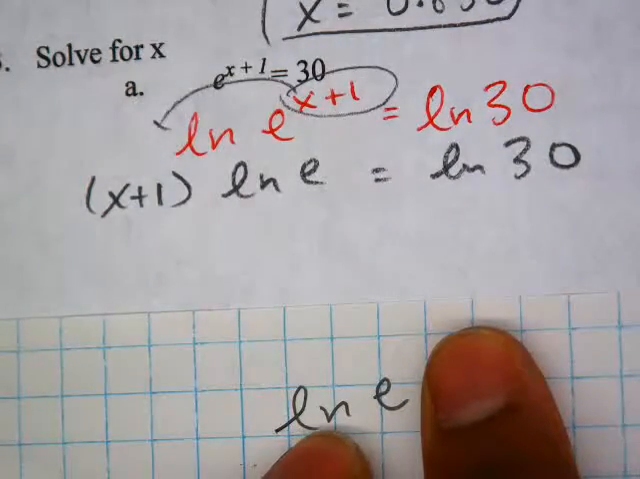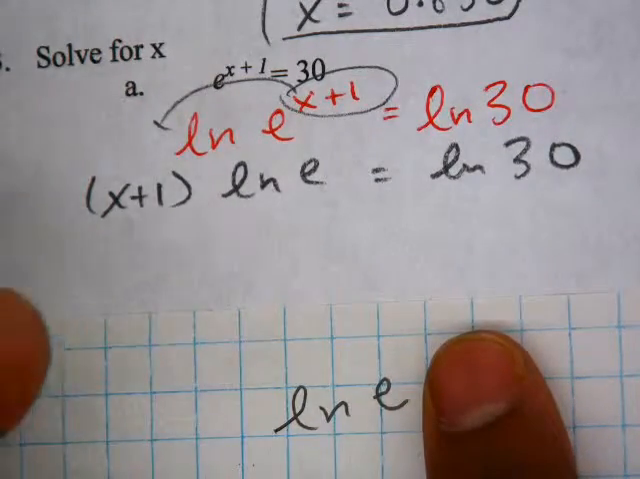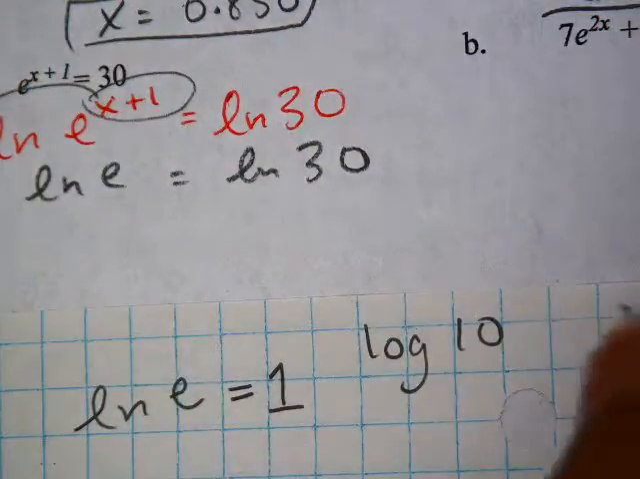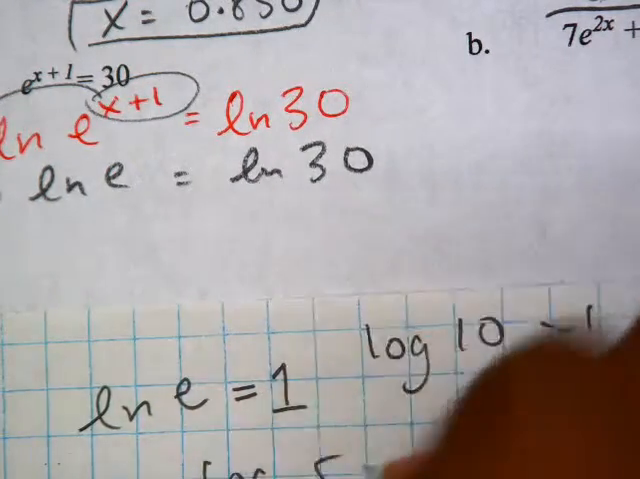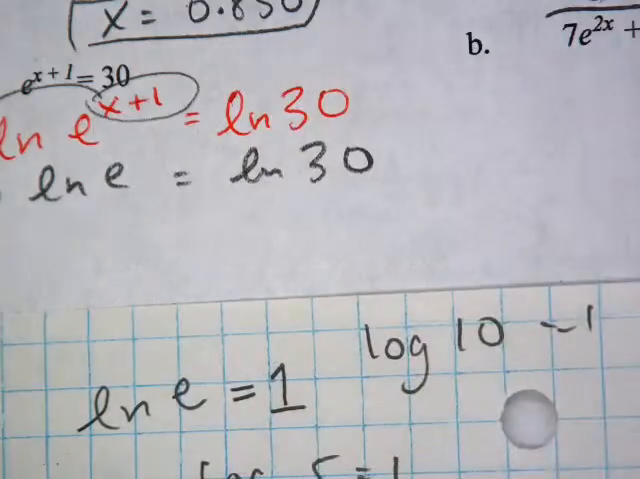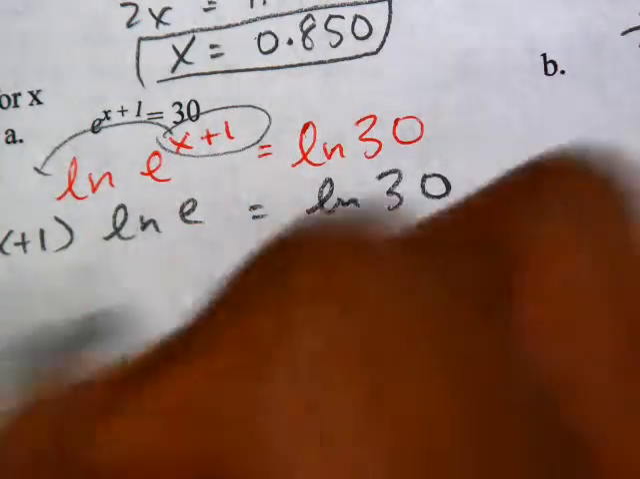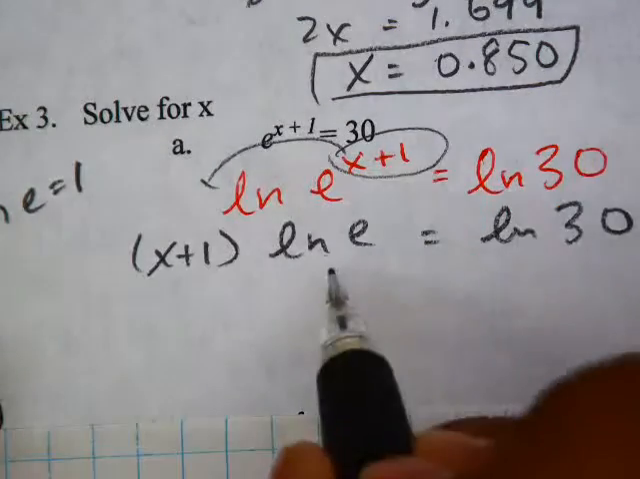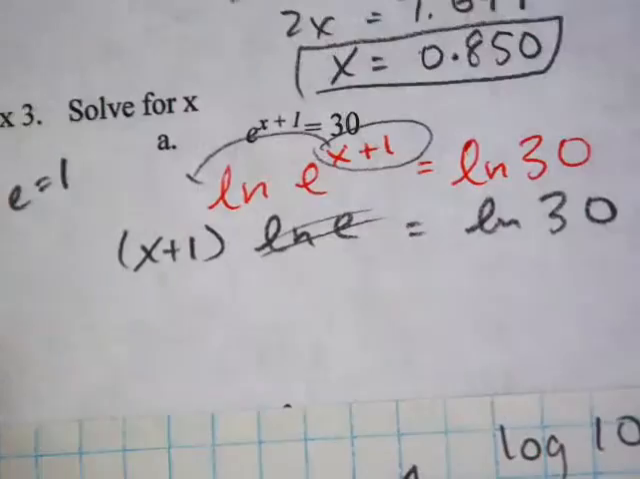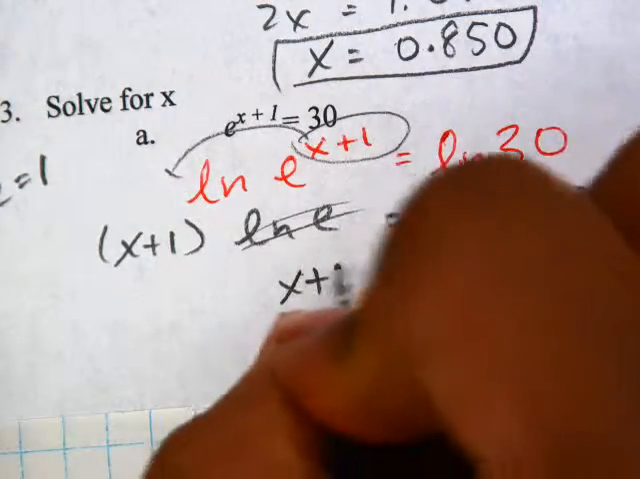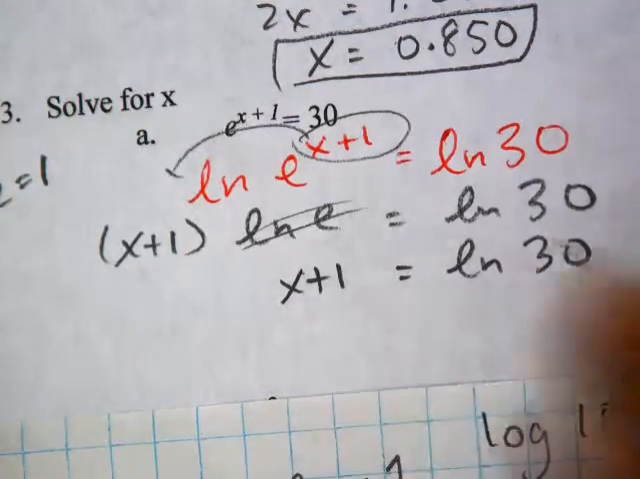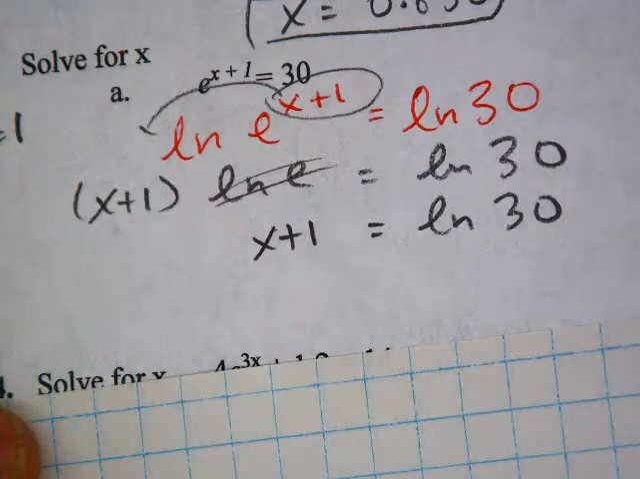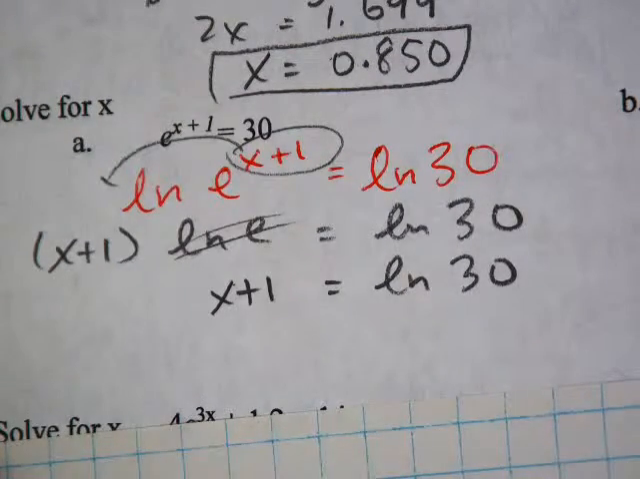Remember, this is thinking e to what power is e? 1. It's just like common log of 10. 10 to what power is 10? That's 1. Log base 5 of 5: 5 to what power is 5? That's still 1. So natural log of e is just equal to 1. So this just goes away, and I just have the x plus 1. That's why it's easier to use natural log when there's e as the base of your exponential equation.